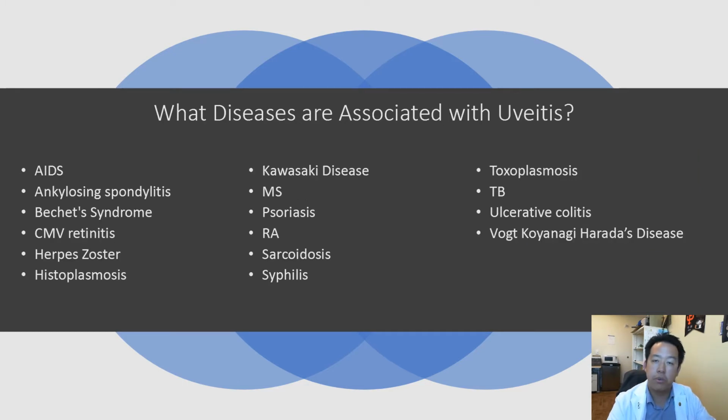What diseases are associated with uveitis? Here's a very long list of diseases that are well known to be associated with uveitis. We'll go over some more in detail later, but the ones that are most common are the ankylosing spondylitis diseases, the herpes diseases, MS, syphilis, sarcoid, toxo, and TB. So many things that can be associated with uveitis.